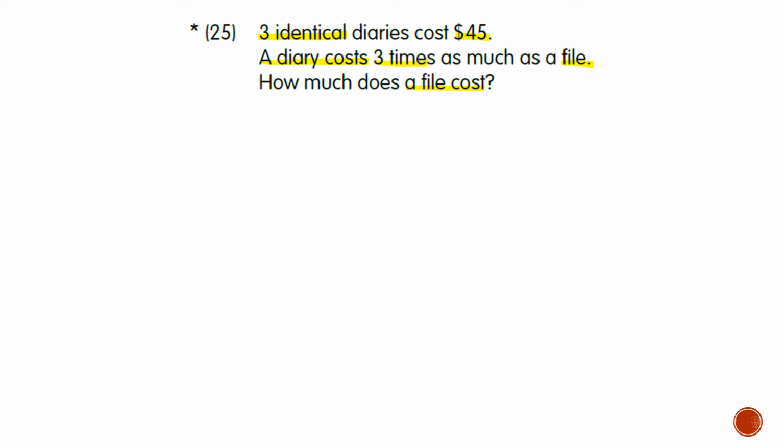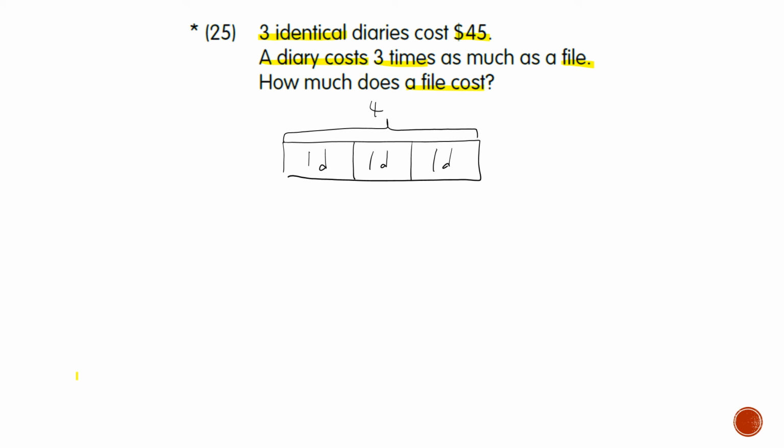Okay, so we have to draw separate models here. Okay, so 3 diaries. I'm going to label it with a D. 1D, 1D, 1D. This is a diary. They cost $45 in total. How much is one? Okay, so in this case, 3D equals to $45. You have to follow the way I'm doing it. 1D equals to 45 divided by 3, and you get $15 for one diary.